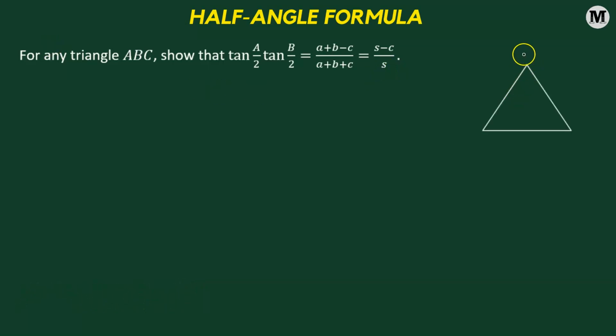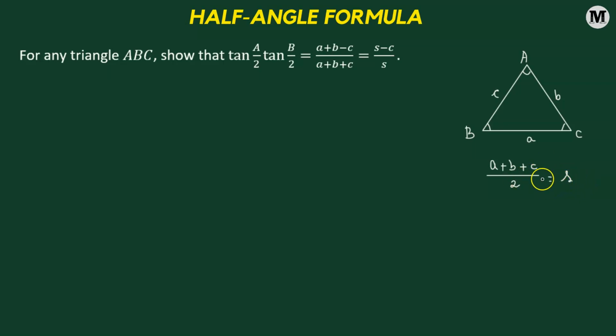We begin by first considering a triangle with vertices A, B and C. Now, the sides opposite to angles A, B and C are going to be represented by the letters a, b and c in lowercase. If we take the sum of the sides, that's a plus b plus c, that's going to give us the perimeter of the triangle ABC. Dividing it by 2 gives us the semi-perimeter, which is denoted by the letter s in lowercase.